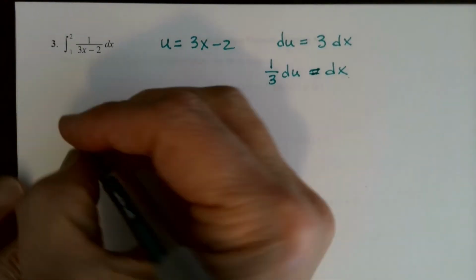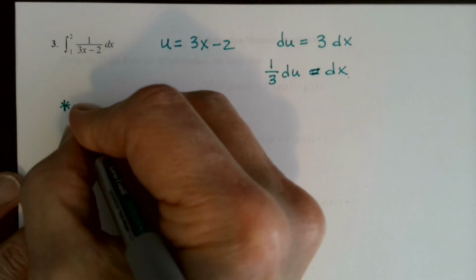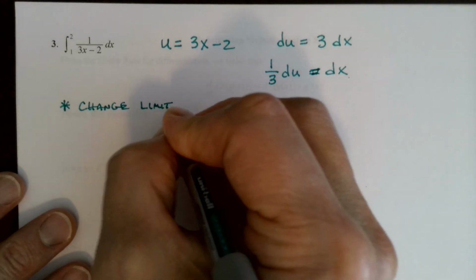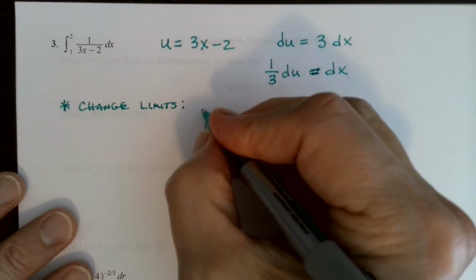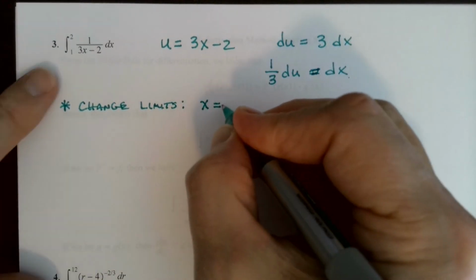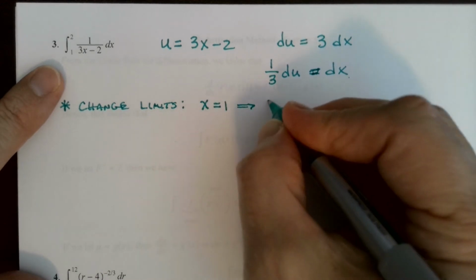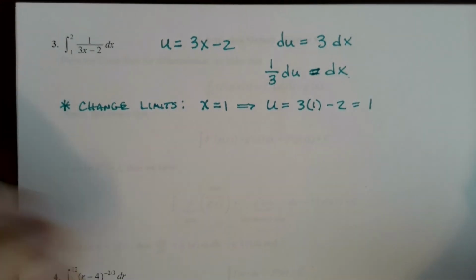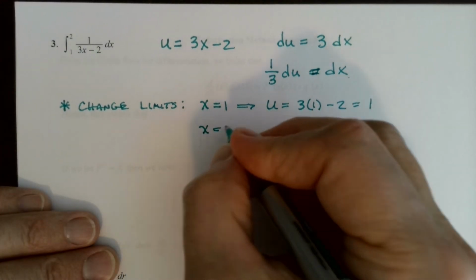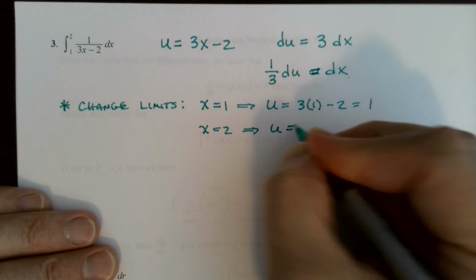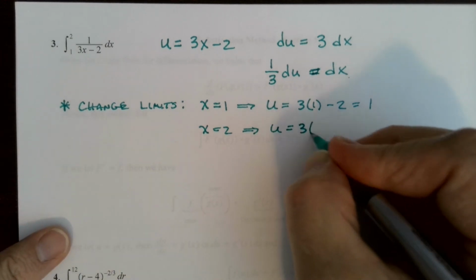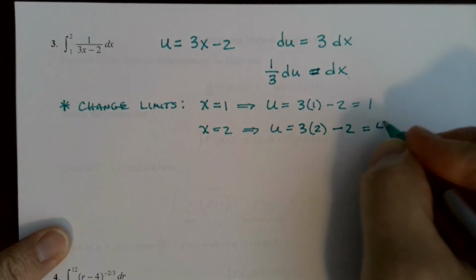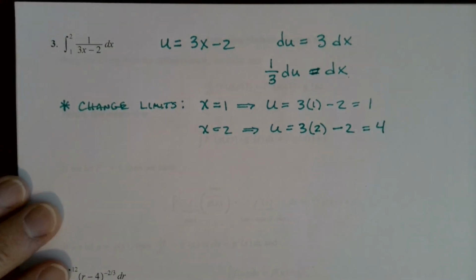Okay, but then don't forget, I have to change the limits to the u world. And they're changed by this relationship. So if the lower limit x is 1, then u is 3 times 1 minus 2, which is also 1. Okay, well that doesn't change. When x is 2, however, I get 3x minus 2, 6 minus 2 is 4. So our upper limit is 4.